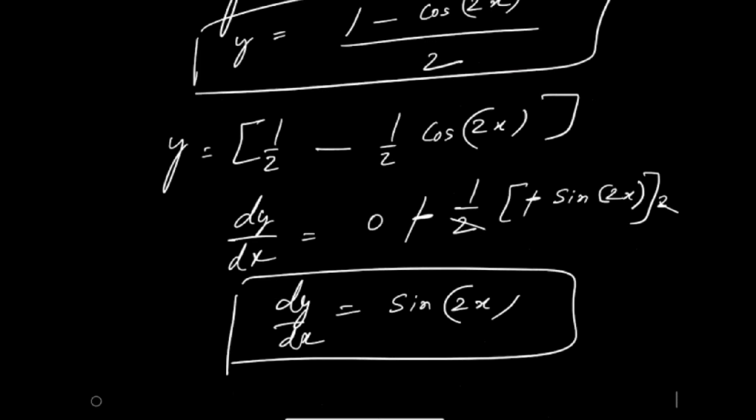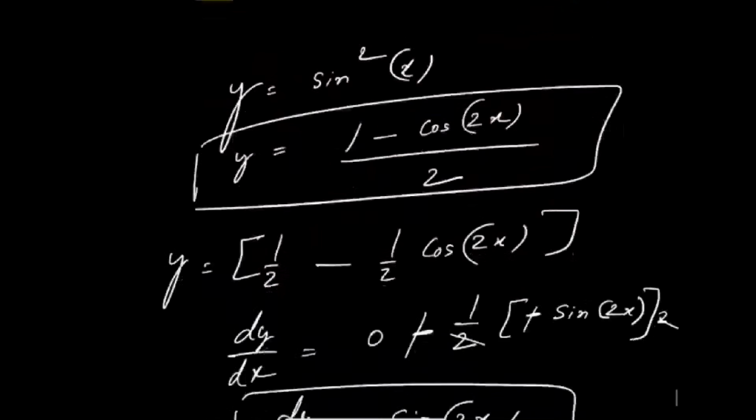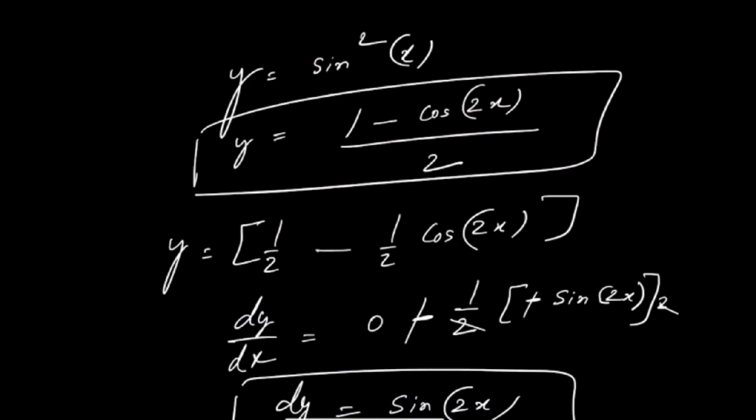So I got sin 2x again. Here sin 2x and here sin 2x. Either way, you will get sin 2x. So this is your chain rule.